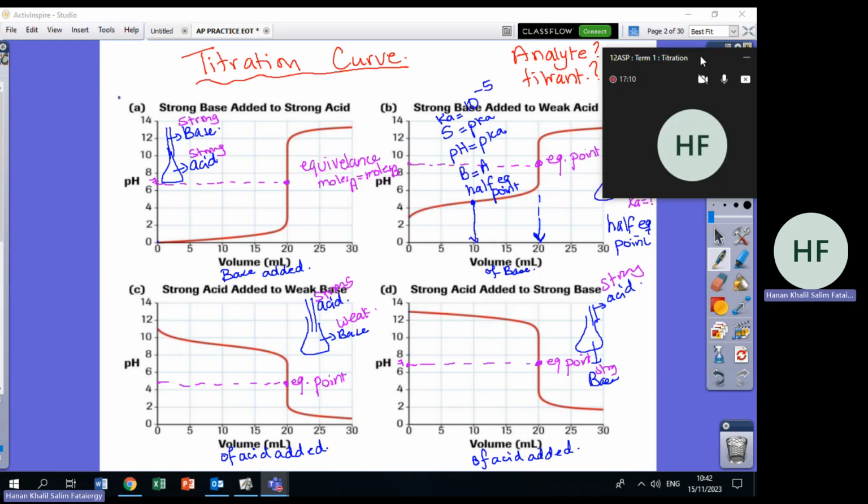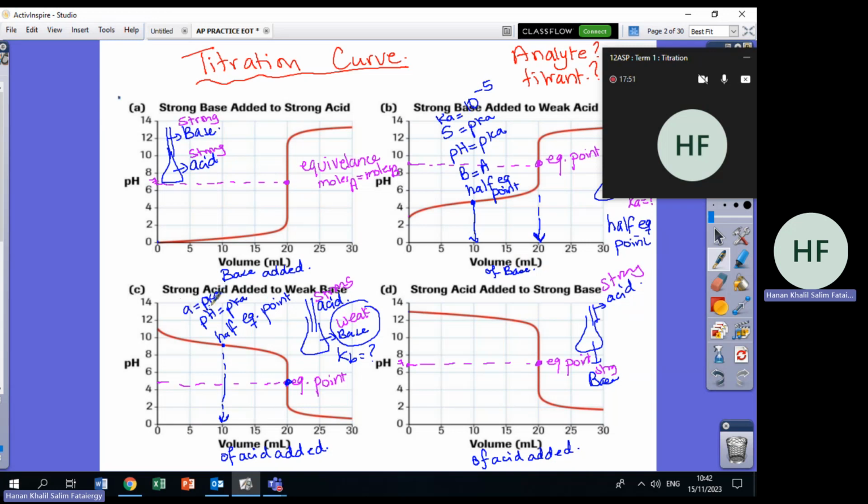Okay, now let's look at this graph. In this graph I have a strong acid versus a weak base. A weak base must have a Kb. Now how do I find Kb? Okay, similarly the equivalence point is at 20. Half equivalence is at 10. So this is the half equivalence point. Now what happens at half equivalence? pH equals pKa. How much is the pH here? It's approximately 9. So I will say 9 equals pKa.